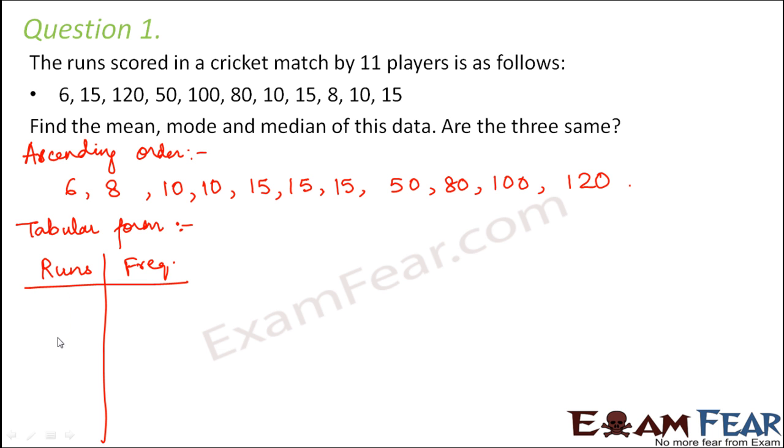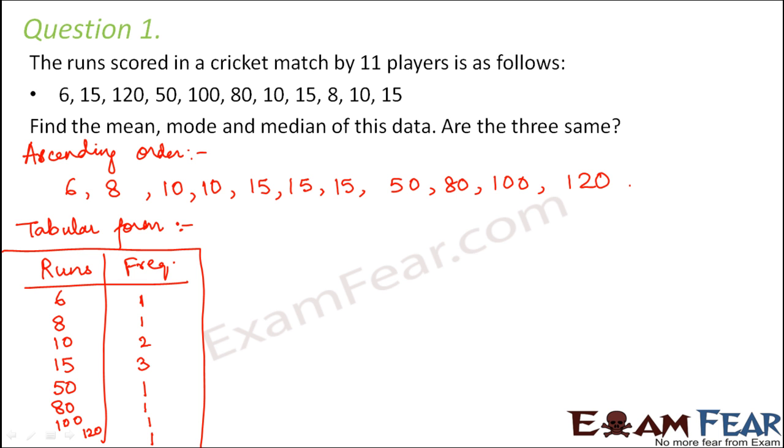So here, in this table, we are not going to repeat the data. Instead, we write everything just once, but we write its frequency. How many times is 6 repeated? 1. 8, 1. 10, 2 times. 15, 3 times. 50 again 1. 80 again 1. 100 is also 1. And 120 is also 1. So this is how we have established the frequency distribution table. We have arranged the data in ascending order as well as in tabular form.